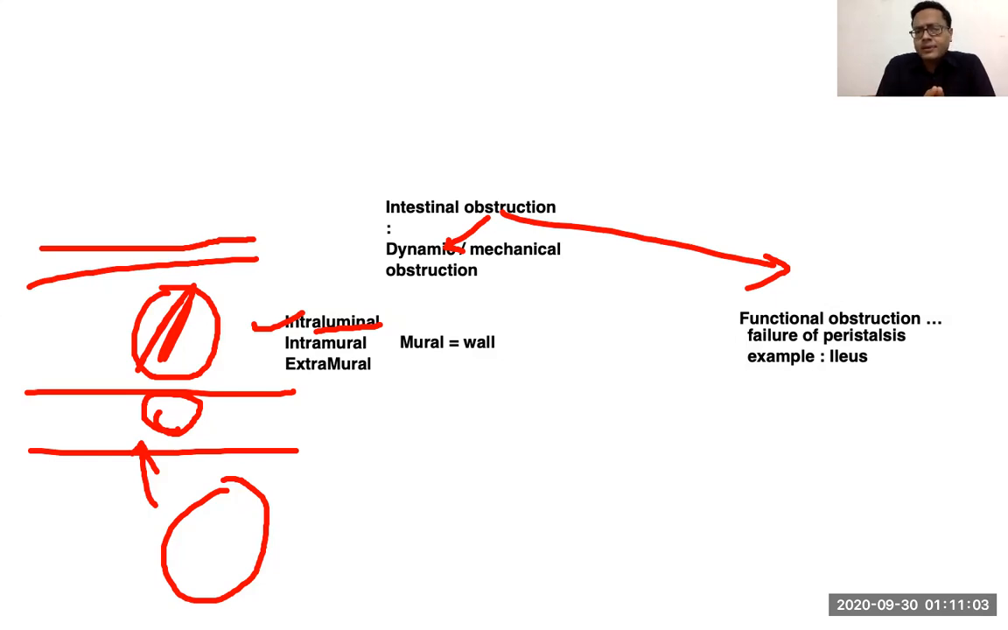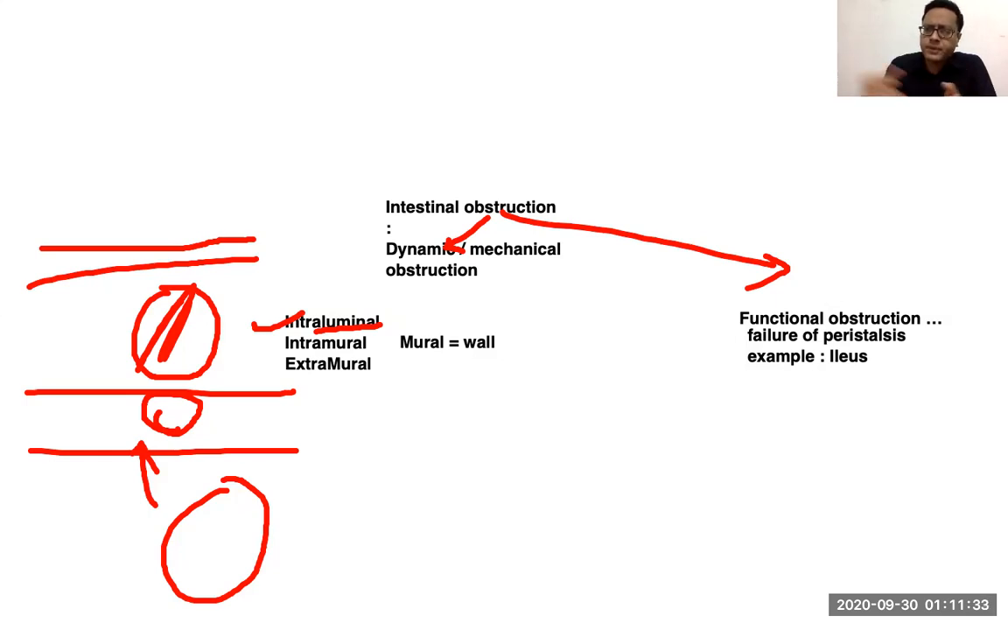Now, the causes of mechanical obstruction are many, like intussusception, volvulus, hernias, bands and adhesions, bezoars. There could be Ascaris lumbricoides, that means some parasitic infestation, foreign bodies. And also cancers, malignancies. These all could result in mechanical intestinal obstruction. And those causes are further subdivided into three groups.